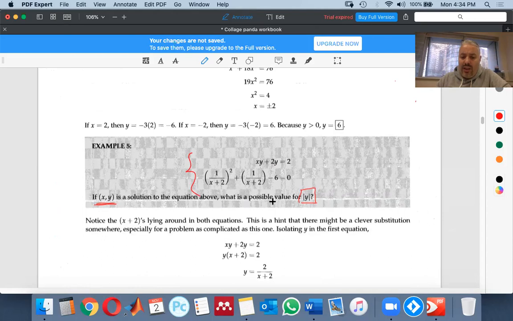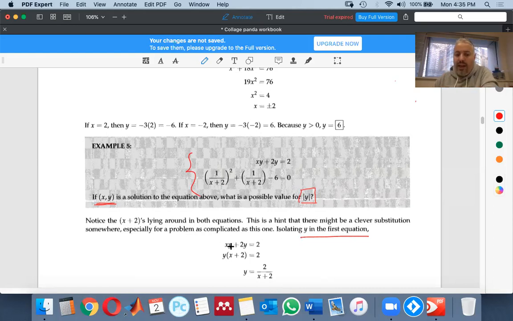So when I look at here, what can I say? What it says, let us read. Notice that x plus 2 is lying around in both equations. So here I have x plus 2, here I have x plus 2. Actually, (x plus 2) squared I have. So this is a hint that there might be a clever substitution somewhere, especially for a problem as complicated as this one, isolating y in terms of the first equation.